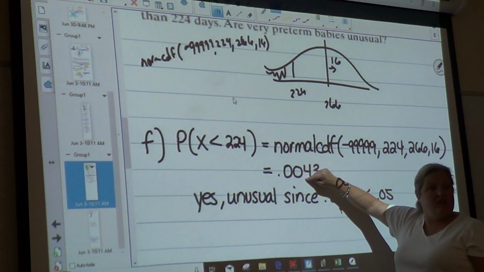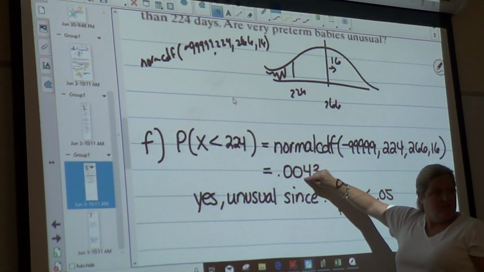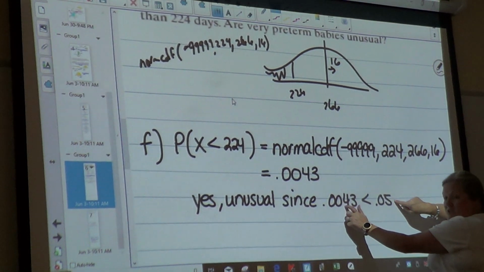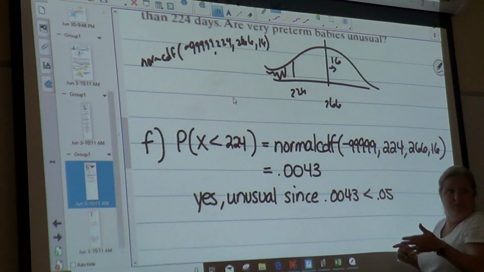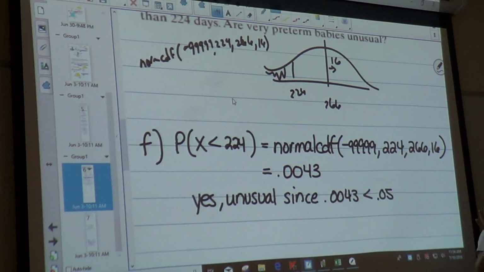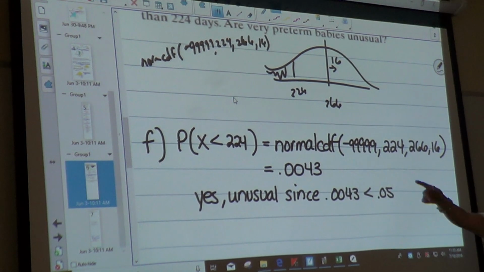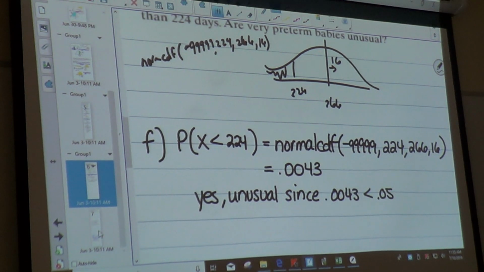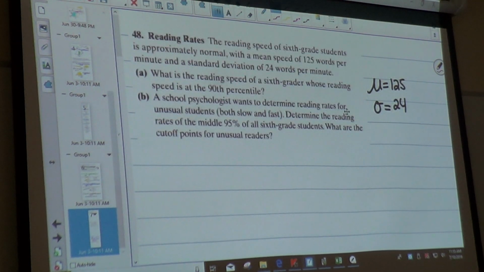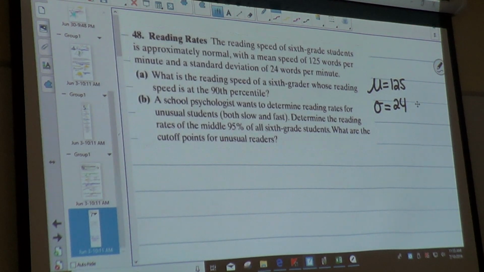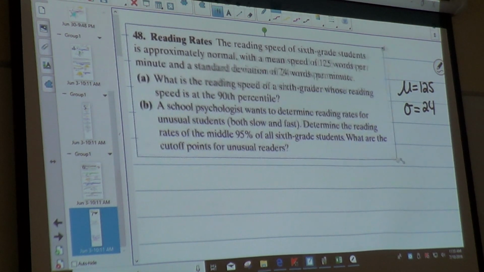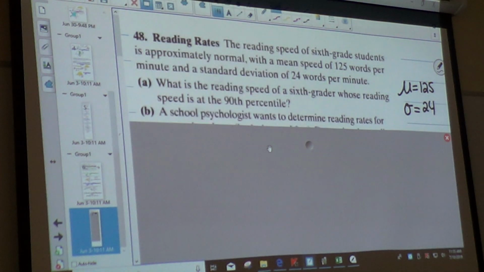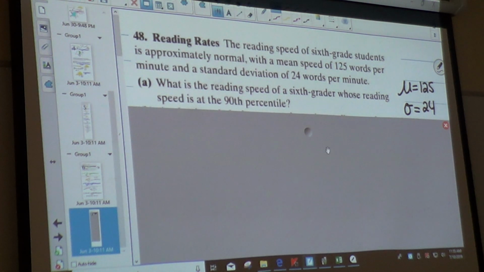Now, in order to be unusual, it has to be less than 0.05, which is 5%. This is 0.5%, so it's unusual because it's less than 1%. So it's way unusual. Most people have full-term pregnancies so it's way unusual for you to have a very preterm pregnancy. All right, couple more before we start new stuff. Move this over, make it a little bit bigger. Let's just start with A. I'll come around and look.